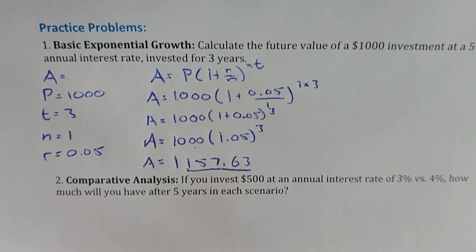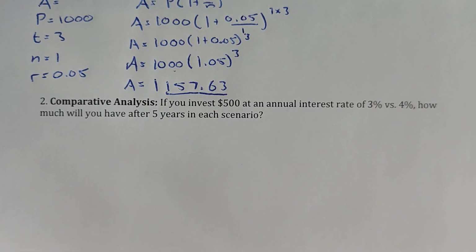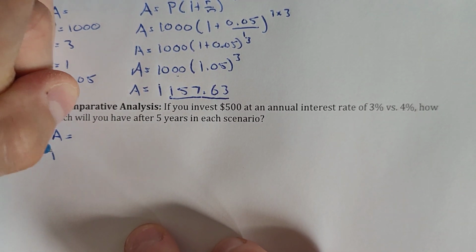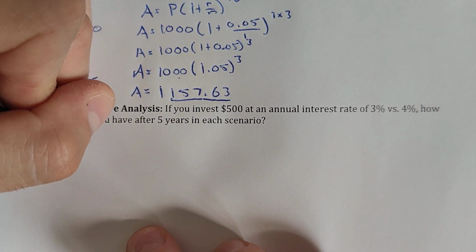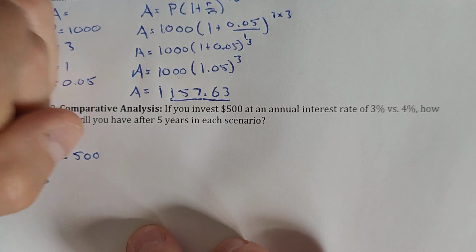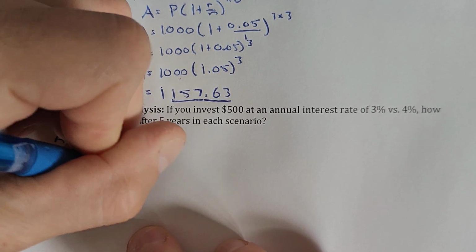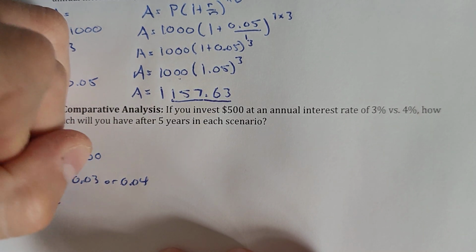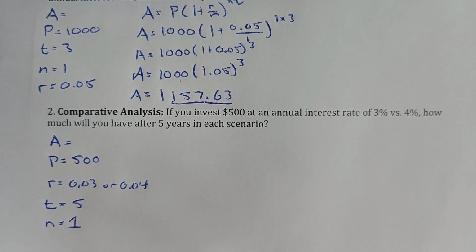Looking at some comparative analysis. So if we compare different interest rates and how those will affect how much we earn. Starting again, our amount, we don't know. Our principal in this case was $500 at 3 versus 5%. So 500, our rate is either 0.03 or 0.05, depending on which case we're looking at. Our time is 5 years, and again, we're just using 1 for our compounding periods because it doesn't specify anything different.